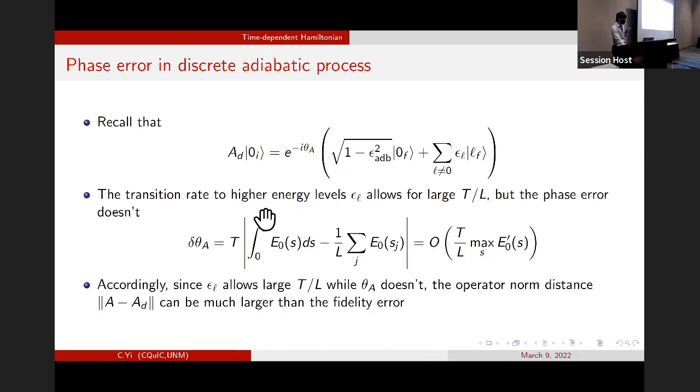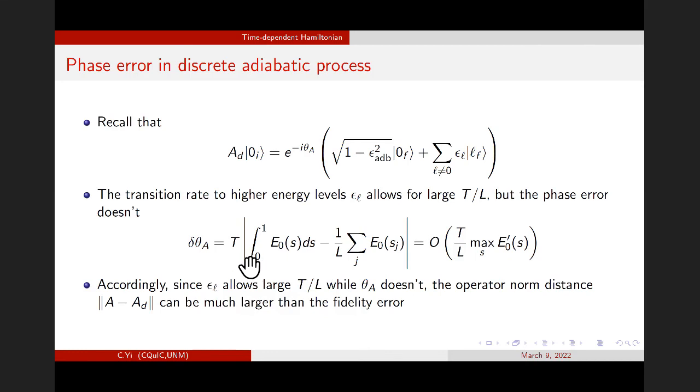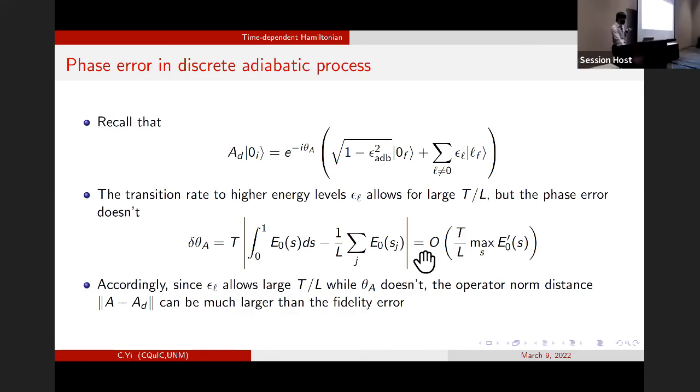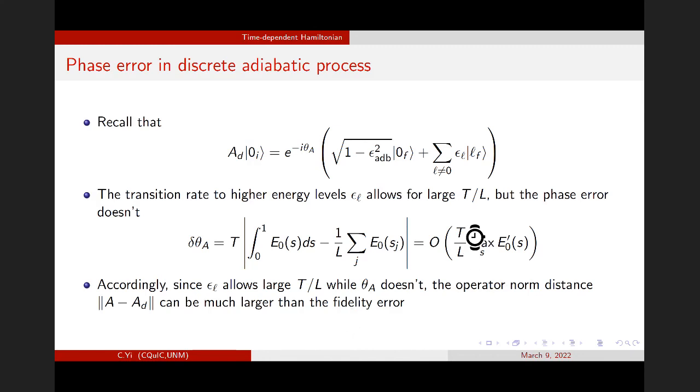On the other hand, the function that determines the phase is just a normal function. So there's nothing special about it. And so the error estimation does not allow the time step to be large. Essentially, this is the reason why the norm distance error can be large, but the fidelity error is small. So this is basically today's talk.